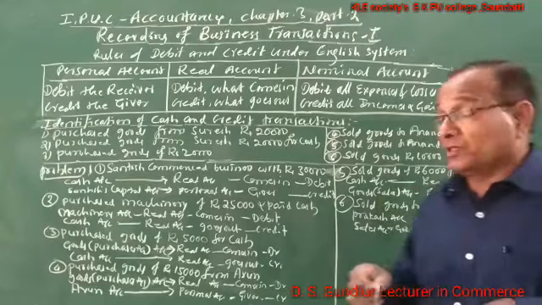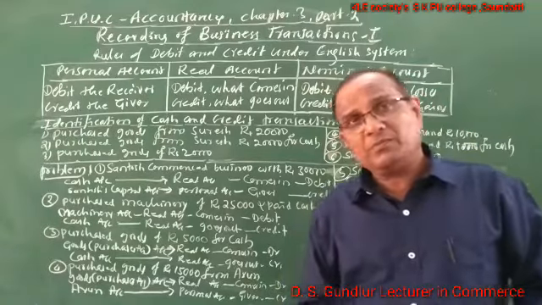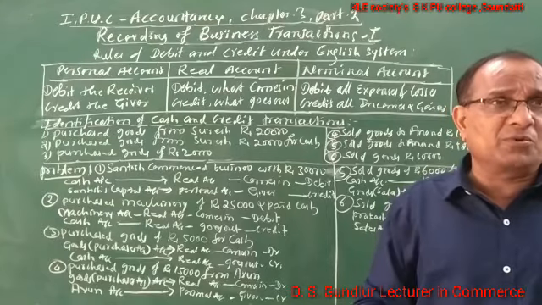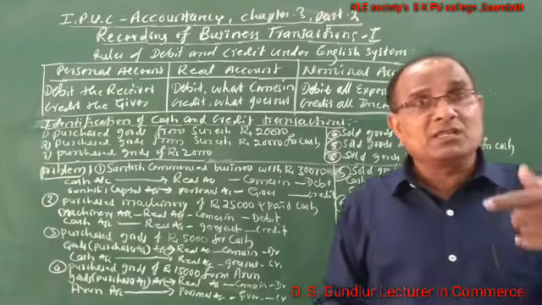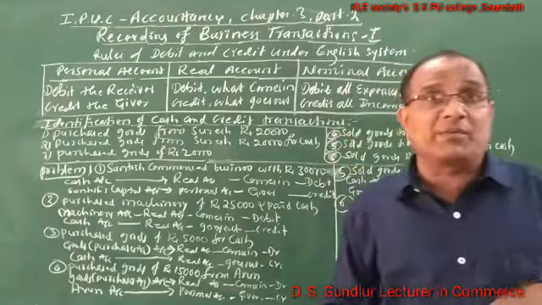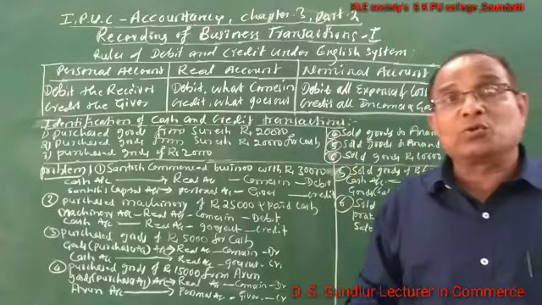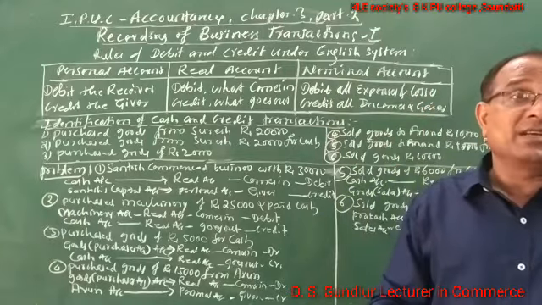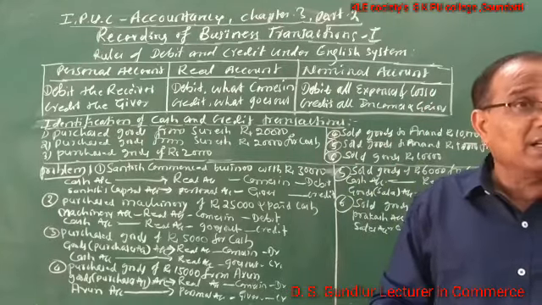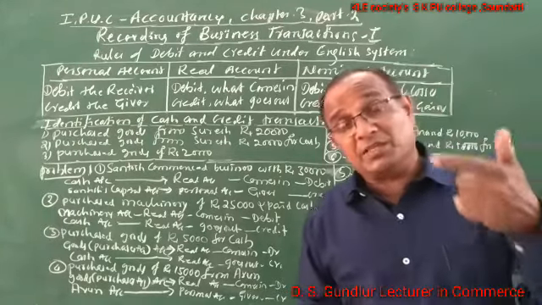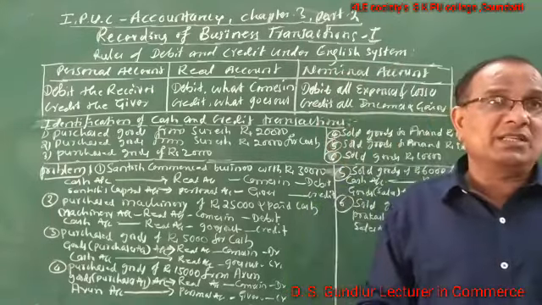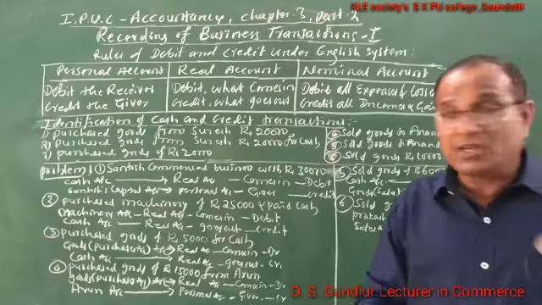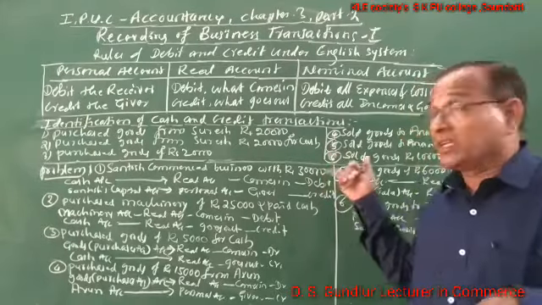Sold goods to Anand rupees 10,000. Is this a cash or credit transaction? This is purely a credit transaction because sold goods to Anand, for cash is not given. Similarly, sold goods to Anand rupees 10,000 for cash. The person's name, Anand, is ignored because for cash is specifically given.